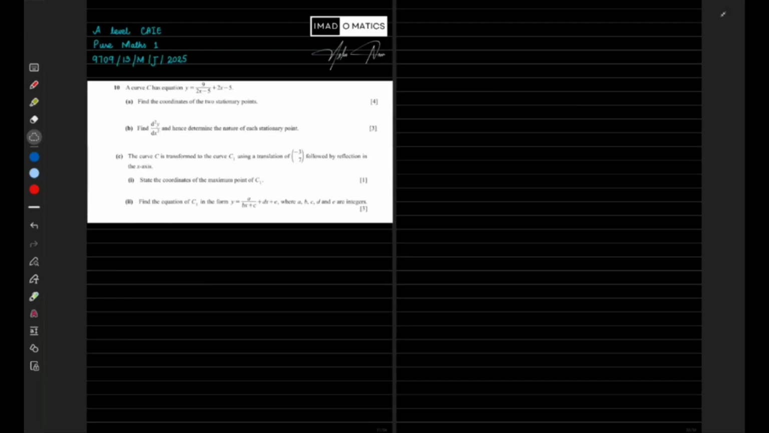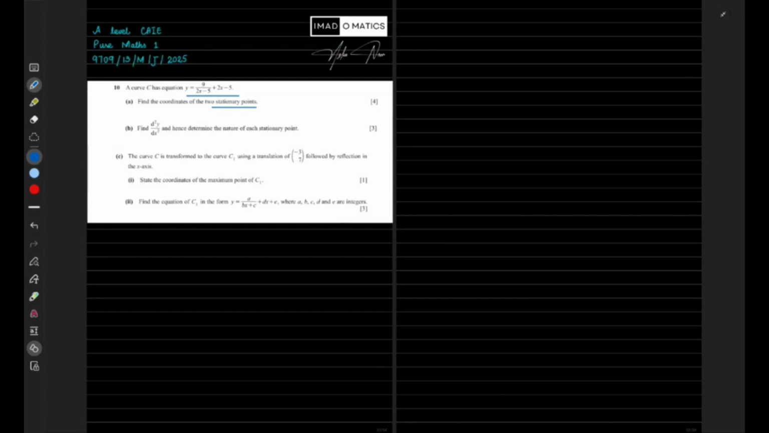We are doing A-levels paper Pure Maths 1, paper code 9709, variant 13, May/June 2025, and we are doing question number 10. A curve has equation y equals 9 over 2x minus 5 plus 2x minus 5. Find the coordinates of the two stationary points.